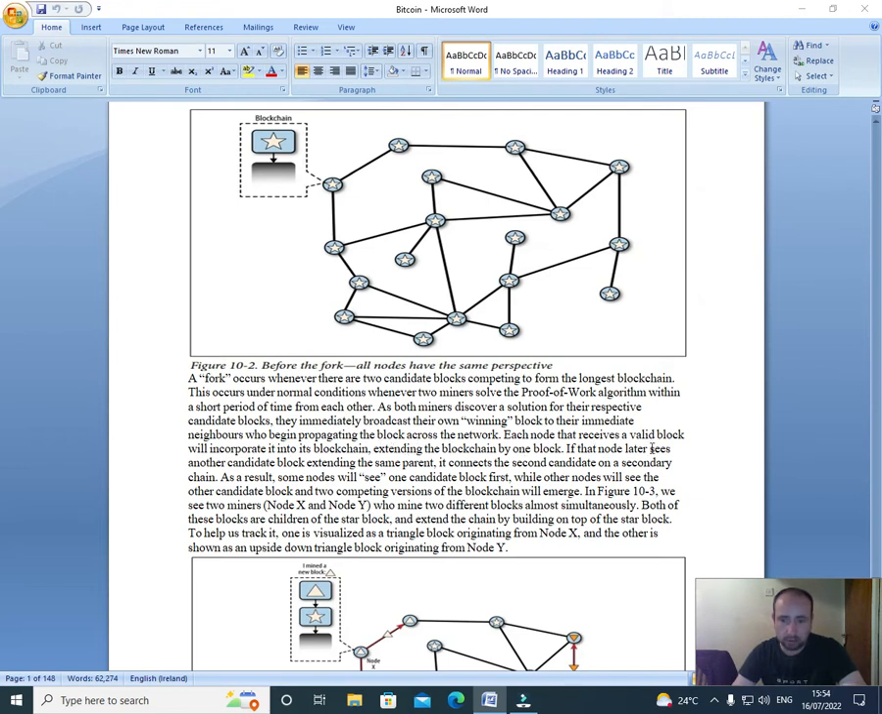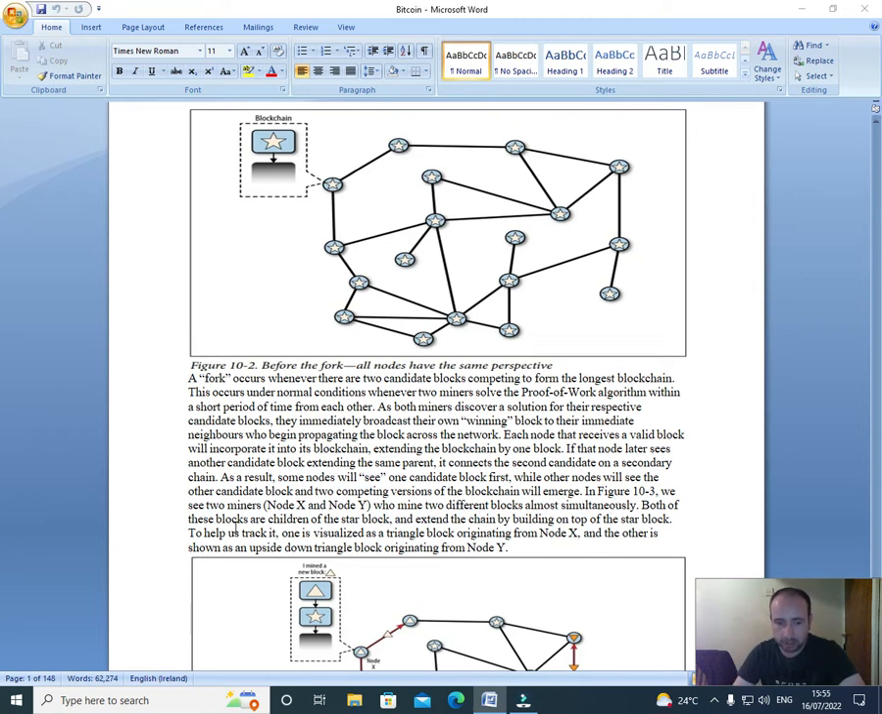Each node that receives a valid block will incorporate it into its blockchain, extending the blockchain by one block. If that node later sees another candidate block extending the same parent, it connects the second candidate on a secondary chain. As a result, some nodes will see one candidate block first, while other nodes will see the other candidate block, and two competing versions of the blockchain will emerge.